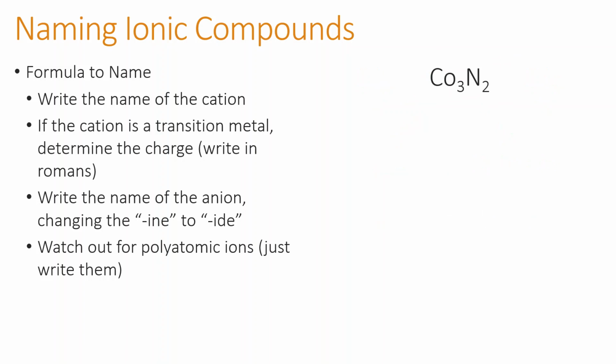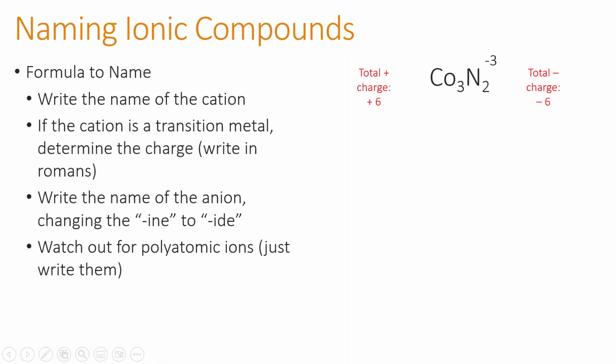Next up, we have Co3N2. So Co is cobalt, and I don't know the charge of cobalt from its position because it's a transition metal. But I do know that nitrogen would have a -3 charge. And since there's two nitrogens, that gives me a total charge of -6. So that means that my positive charge has to be +6.